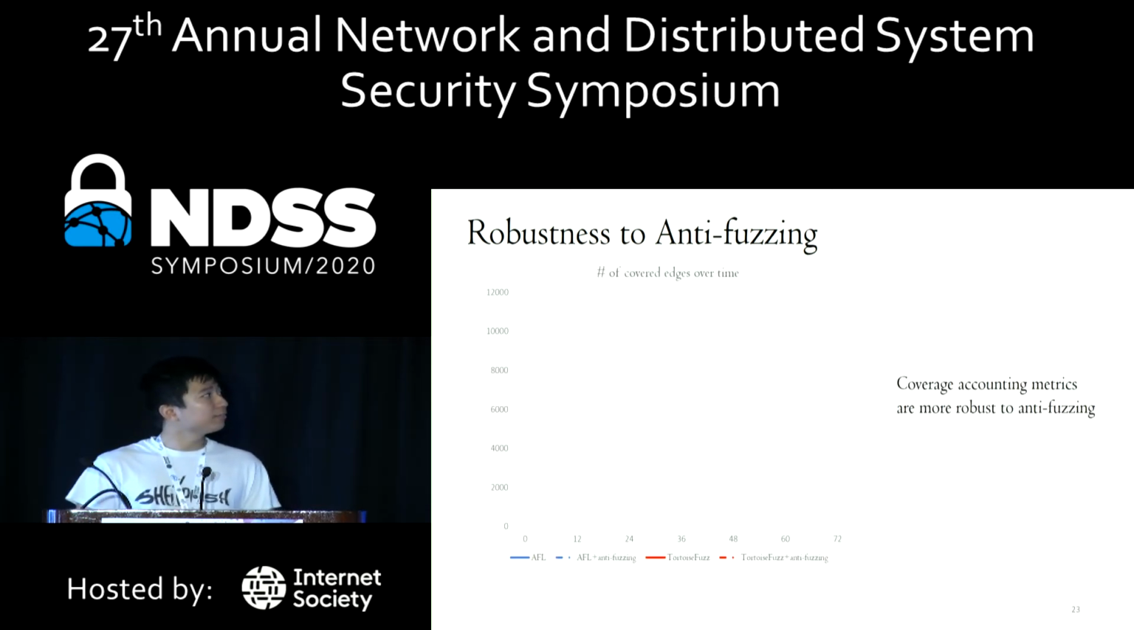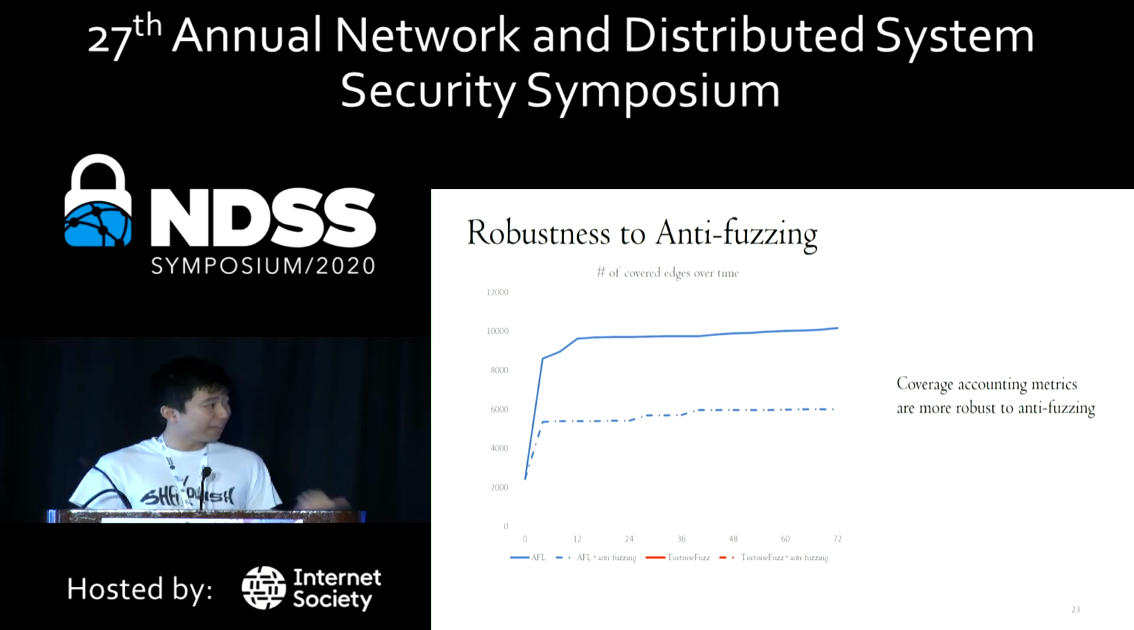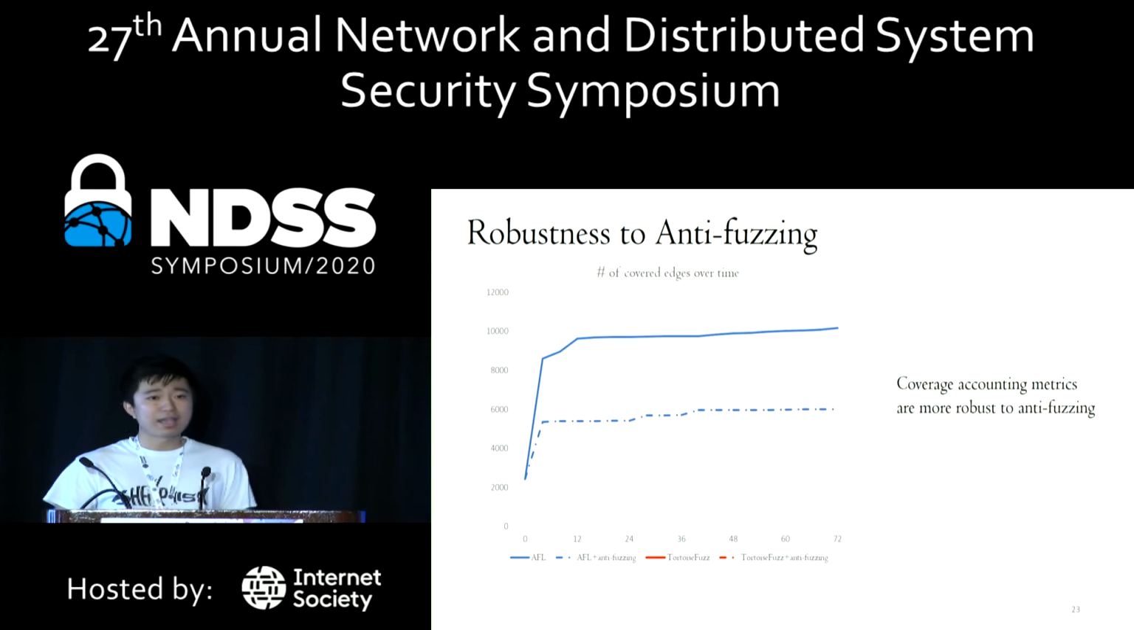Yeah. And then we evaluate our work against anti-fuzzing. This is the result of AFL. So as you can see, it's pretty good. And this is the result with AFL targeting programs compiled with anti-fuzzing. As you can see, there is a nearly 40% performance degradation here.